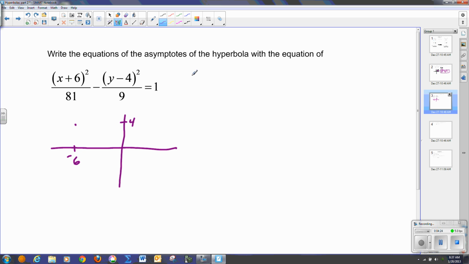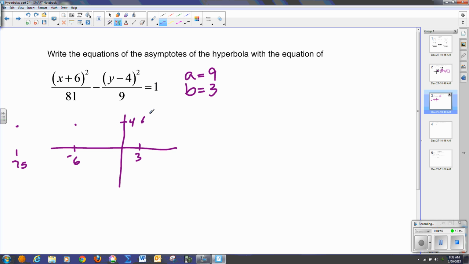My A value is 9 from the square root of 81. My B value is 3. So therefore, if I go 9 over in both directions, that puts me at 3 when I go to the right, and that puts me somewhere at -15 when I go to the left.